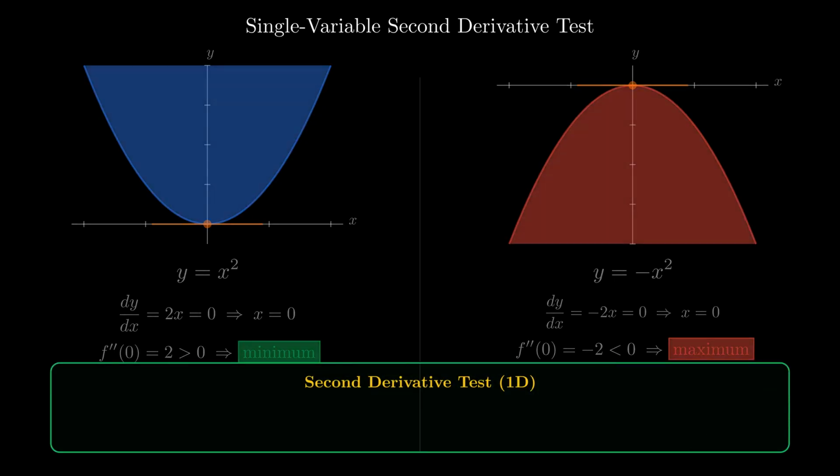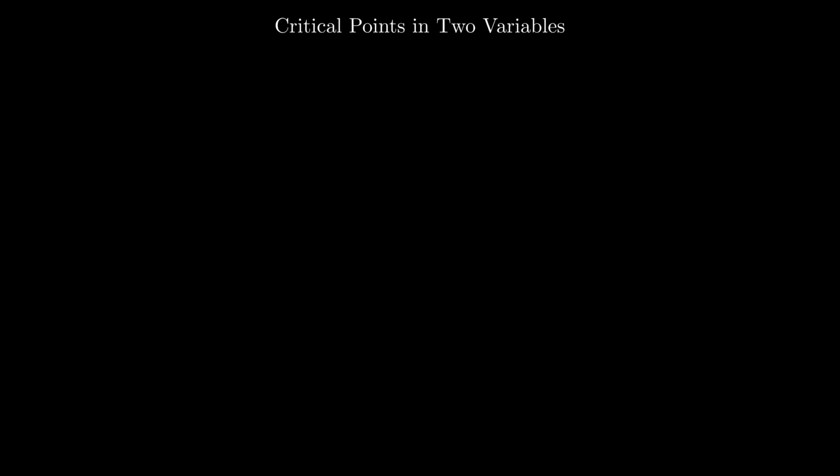The rule is simple. The first derivative being 0 locates the critical point. The sign of the second derivative tells you the shape. Concave up means a bowl, a minimum. Concave down means a hill, a maximum. Now let's climb up to two variables.